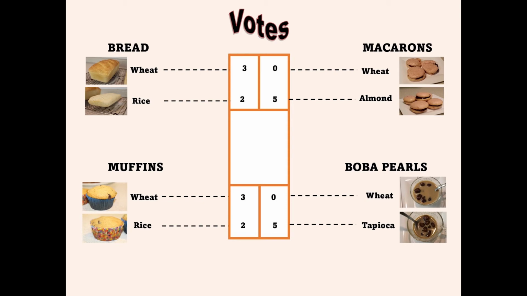The votes of our different flour recipes are in. Bread made with wheat flour was very different from bread made with rice flour, but both were good. Macarons made with wheat flour looked quite similar to the ones made with almond flour, but the texture and flavor of the wheat flour version was very off. Muffins made with wheat flour were different from the ones made with rice flour, but both muffins were good. Boba pearls made with wheat flour looked very similar to the ones made with tapioca starch, but the texture of the wheat flour version was very unpleasant.